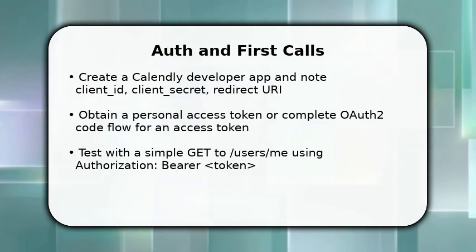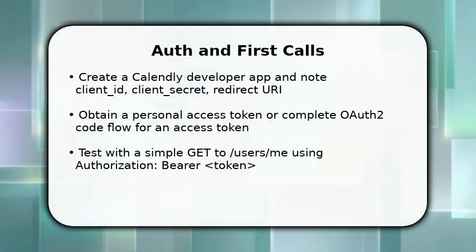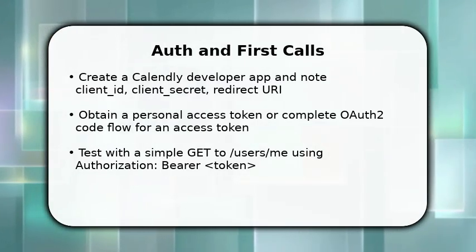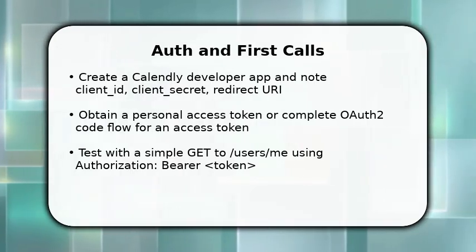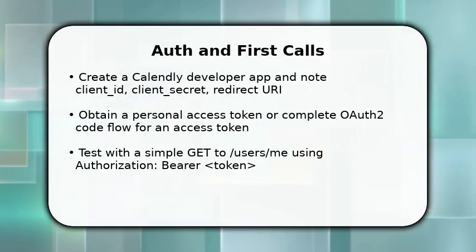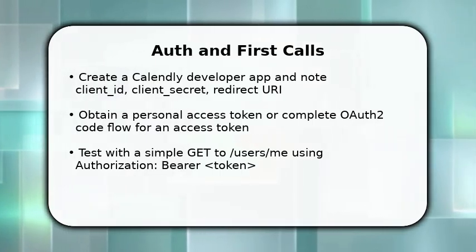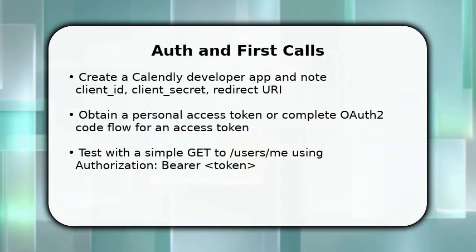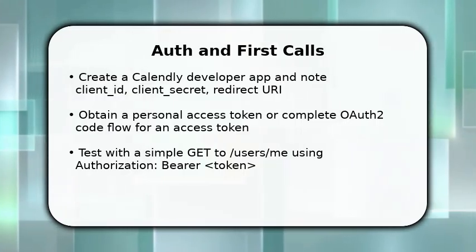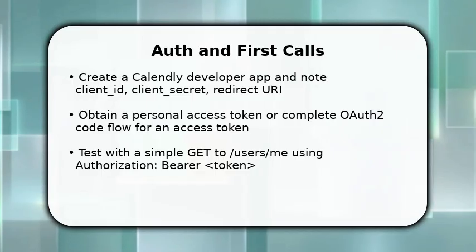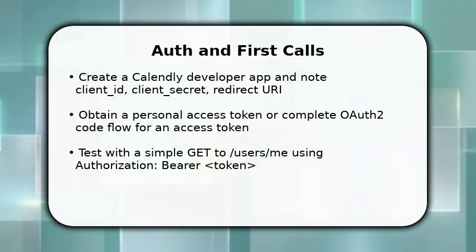Enjoy the video. You start by authenticating because every Calendly API call needs a valid token. Create a developer app and capture client ID, client secret, and redirect URI. Once done, choose a personal access token for quick testing or run the OAuth 2 code flow for production tokens, and exchange the code for an access token.